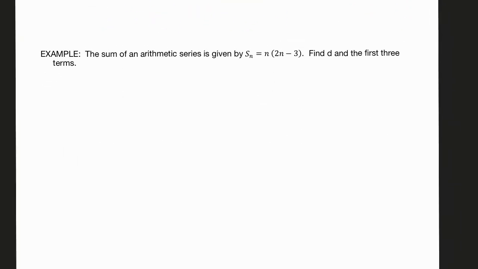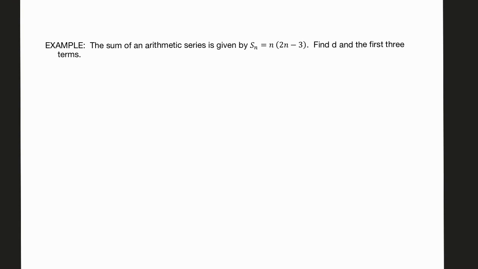All right, and here we go. The sum of an arithmetic series is given by. Okay, this is interesting. So this is saying if I plug in 1, that should be the sum of the very first number. So when I plug 1 in there, I get 1 times 2 minus 3, which is what, negative 1? Okay, so keep in mind, there's like a list of numbers. The sum of the first one is negative 1, which then means, oh, okay, I get this. The first term is negative 1.